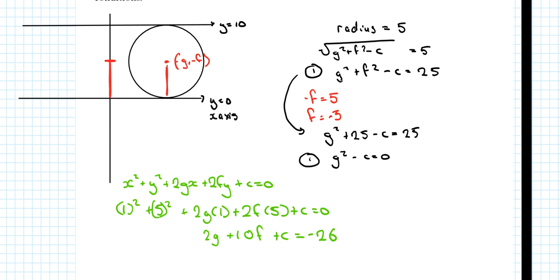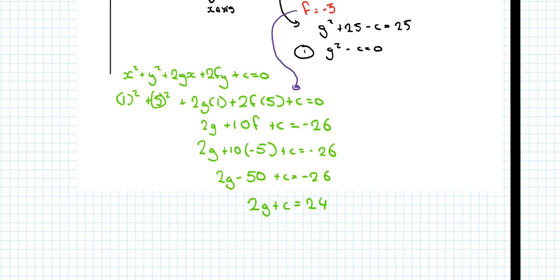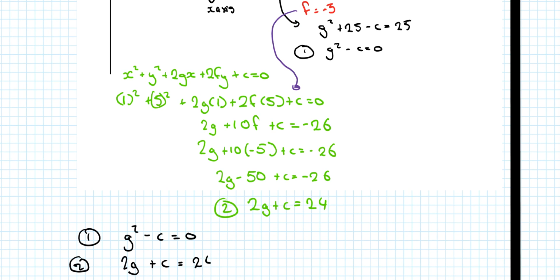But we also know what f is. So let's bring that down. We know what f is. So we're getting 2g plus 10 by minus 5 plus c is equal to minus 26. 2g minus 50 plus c is equal to minus 26. 2g plus c is equal to 24. Brilliant. Now I have two equations with g and c. So equation 1, g squared minus c is equal to 0. Equation 2, 2g plus c is equal to 24.